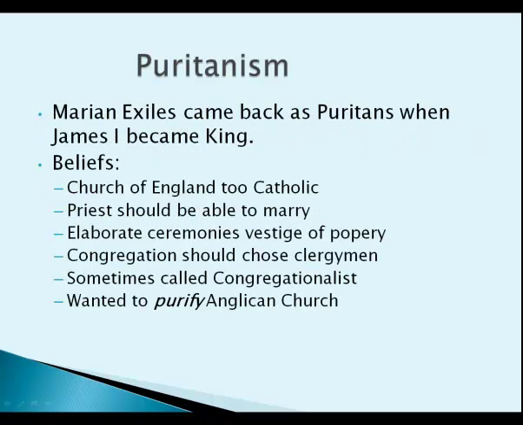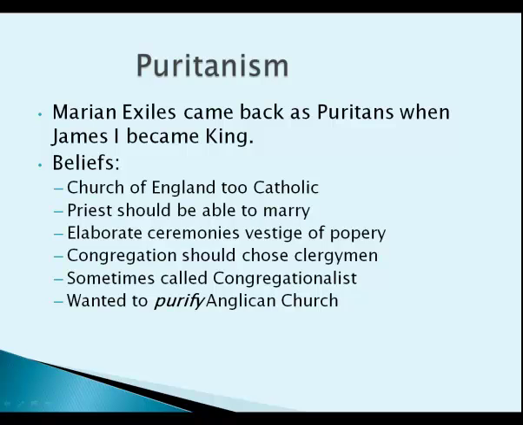Meanwhile, the Marian exiles had come back as Puritans, like I said, when James I became king. Well, actually, they started coming back earlier. But the Puritans thought the Church of England, or the Anglican Church, was way too Catholic. They thought that the priest should be able to marry. And there were elaborate ceremonies with vestiges of, if you've ever been to a Catholic ceremony, if you're not Catholic, it's quite a lot of ceremony. They thought the congregation should choose the clergyman. It shouldn't be appointed by the government. Sometimes they were called the Congregationalists, and what they wanted to do was to purify the Anglican Church.